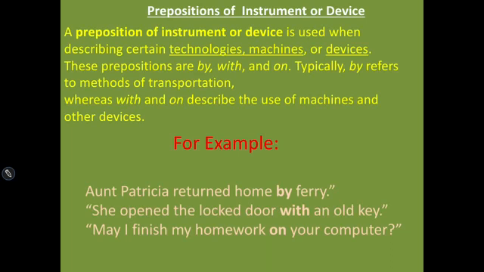She opened the locked door with an old key. What is old key here? Old key is an instrument. May I finish my homework on your computer? What is computer here? A machine. So we are using by for means of transportation, with for an instrument, and on for a machine.